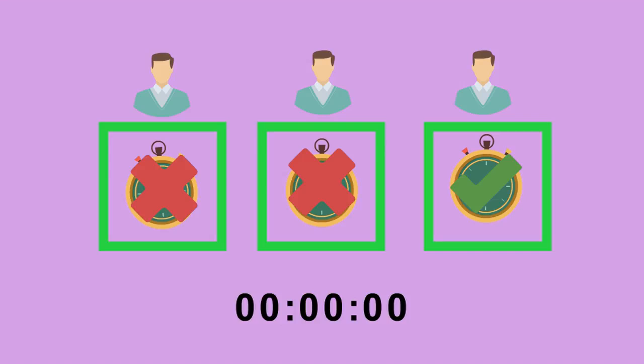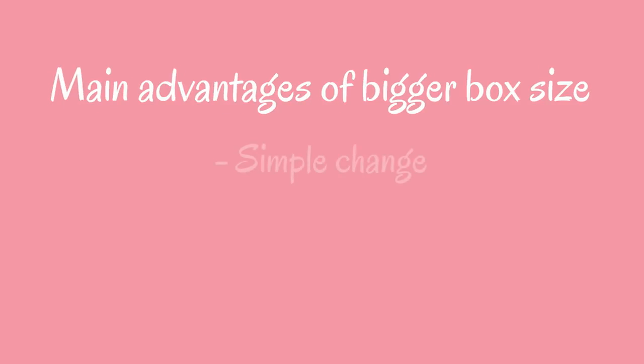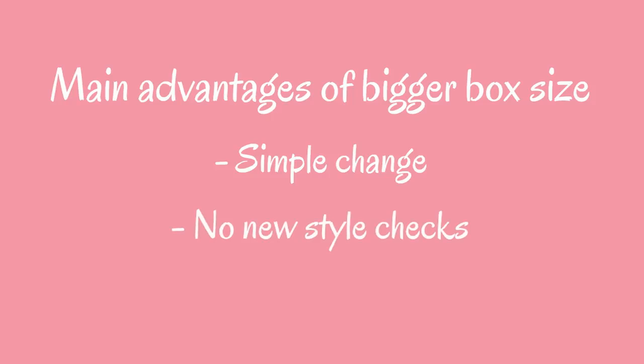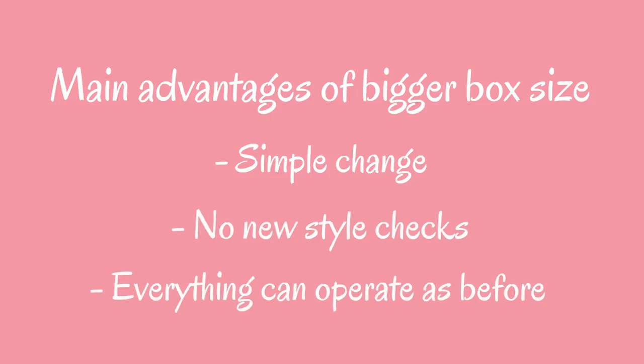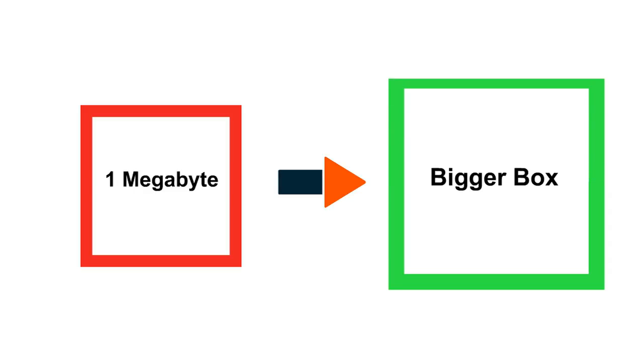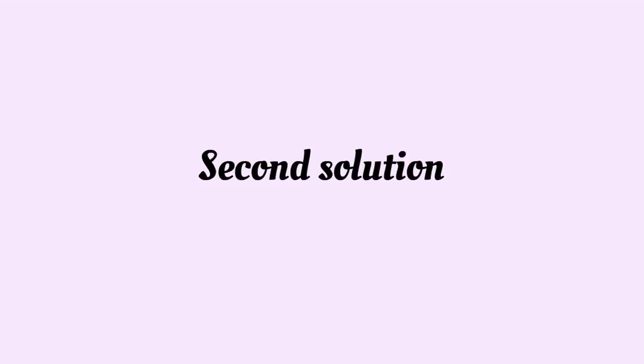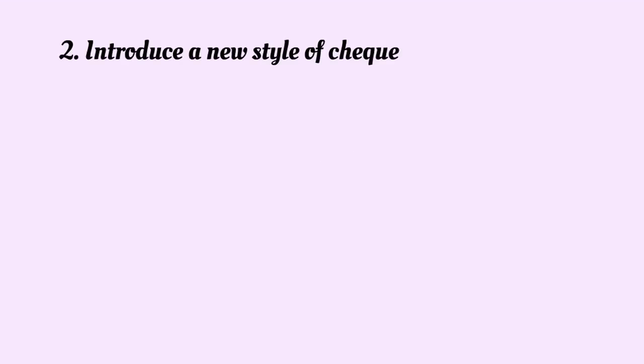The main advantage of making the box bigger is that it's a relatively simple change. There aren't new style checks to worry about and everything can operate as before. Bitcoin Cash is essentially using this solution by lifting the 1 megabyte block size limit and implementing an 8 megabyte block size instead. The second solution is to introduce a new style of check, which we will call SegWit.